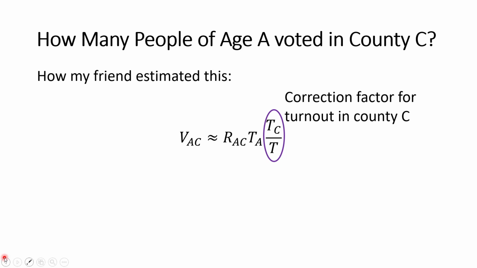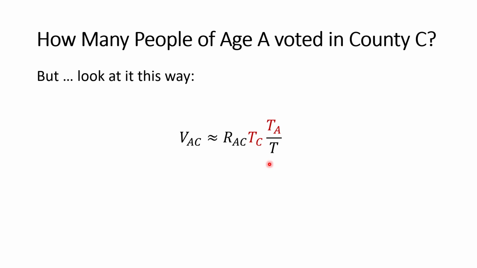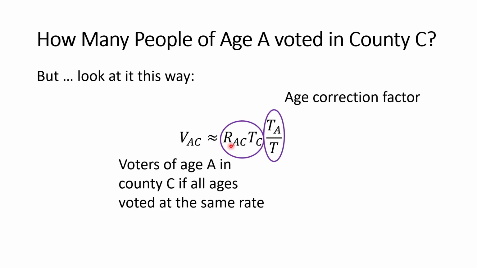When I've heard him talk about this, he's talked about this as using this product here, the number of registered voters times this age function, as the initial estimate, and then putting a correction on it for turnout. I think another way to look at it that explains better why it works is to just use a little bit of algebra to say that you're estimating the number of voters of age A in the county by looking at the number of registered voters times the turnout in that county and then doing a correction based on age.